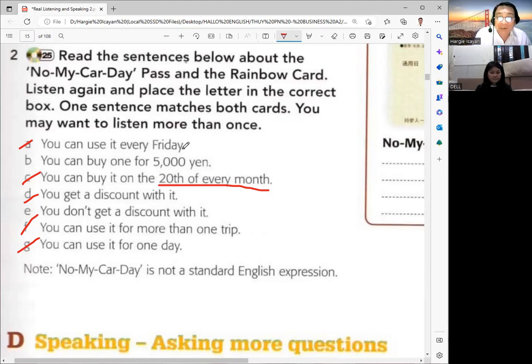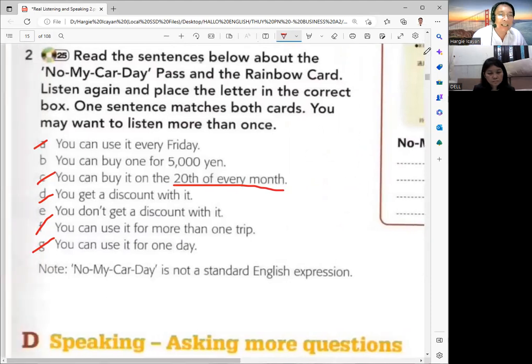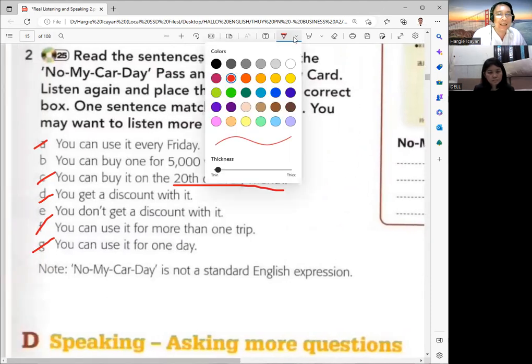So you can use it every Friday. And then when you buy it, you can buy that one on the 20th of every month. So let's say, for example, if it is not the 20th of every month, you cannot buy the No My Car Pass Day. Okay? And of course, the remaining discount ticket is the rainbow card. So of course, the rainbow card would be the one that remains, right? So these are the following.